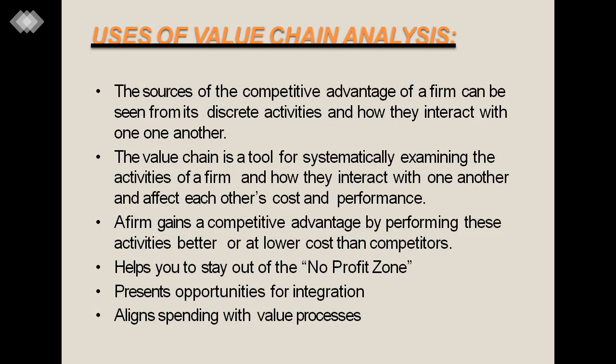The source of the competitive advantage of a firm can be seen from its discrete activities and how they interact with one another. The value chain is a tool for systematically examining the activities of a firm and how they interact with one another, also affecting each other's cost and performance. A firm gains a competitive advantage by performing these activities better or at lower cost than competitors.